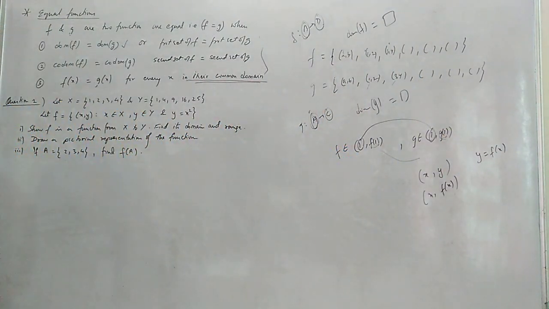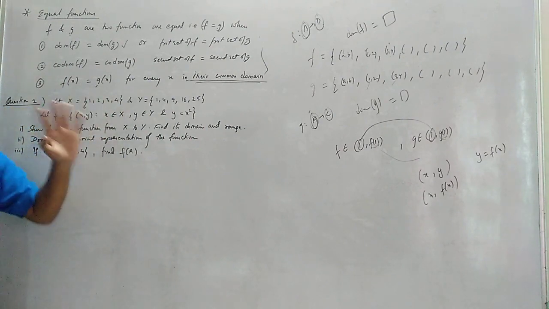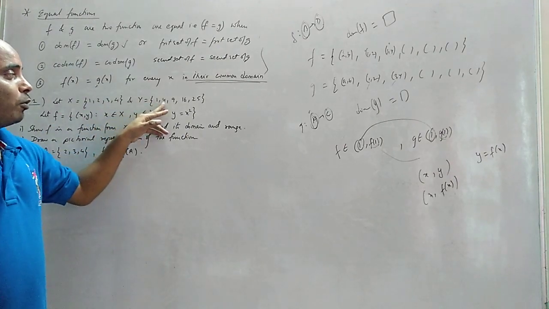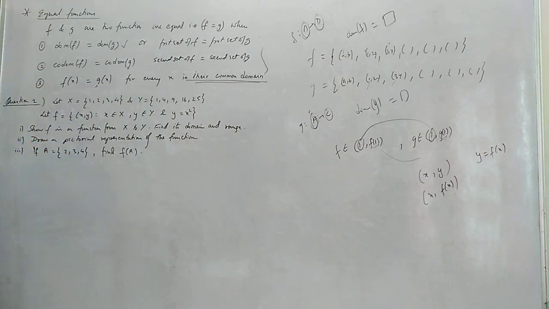The basics of functions are done. Now let's do a few sums in this video. Question number 1. Let capital X equals {1, 2, 3, 4}, and capital Y equals {1, 4, 9, 16, 25}.